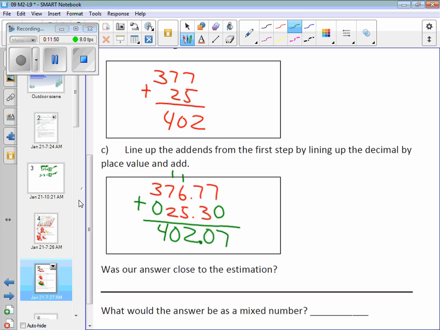And we get 402 and 7/100ths. The reason why they want you to do an estimation is because if you don't line up your decimal points correctly, you will see that the actual answer will be nowhere near the estimated answer. If for some reason over here you get 402 and over here you get 40.207, then you know you haven't lined up decimals correctly. Because our actual answer is going to be somewhere between 401 and 403. So the answer is close.